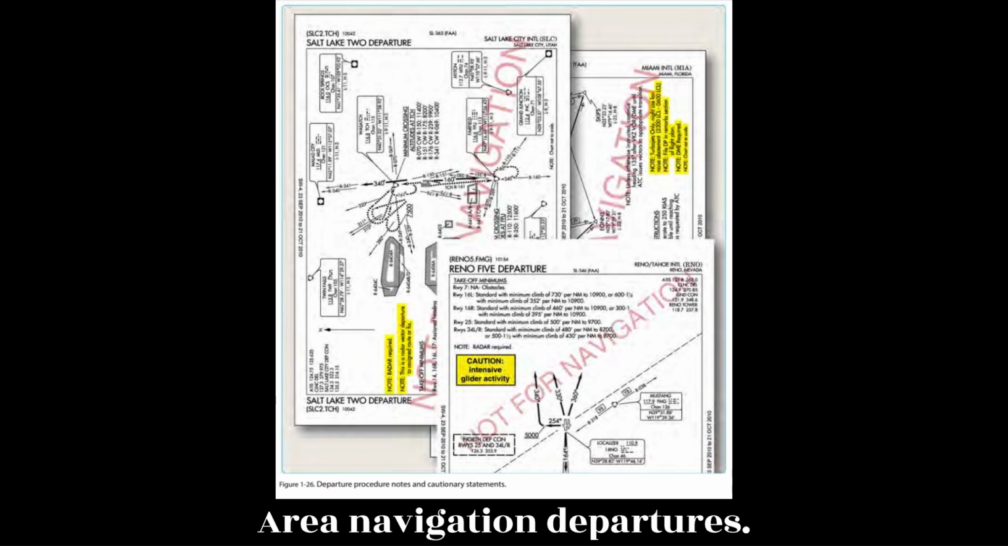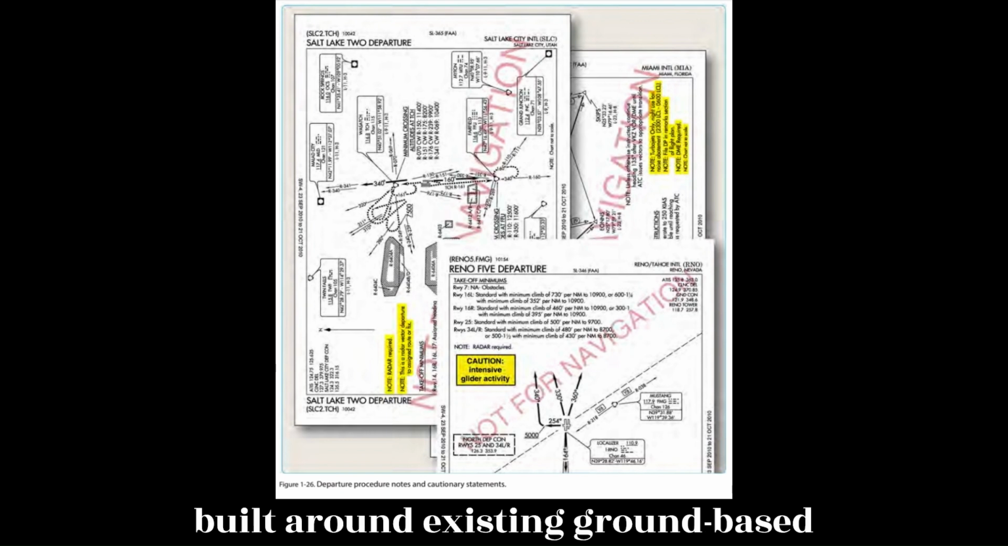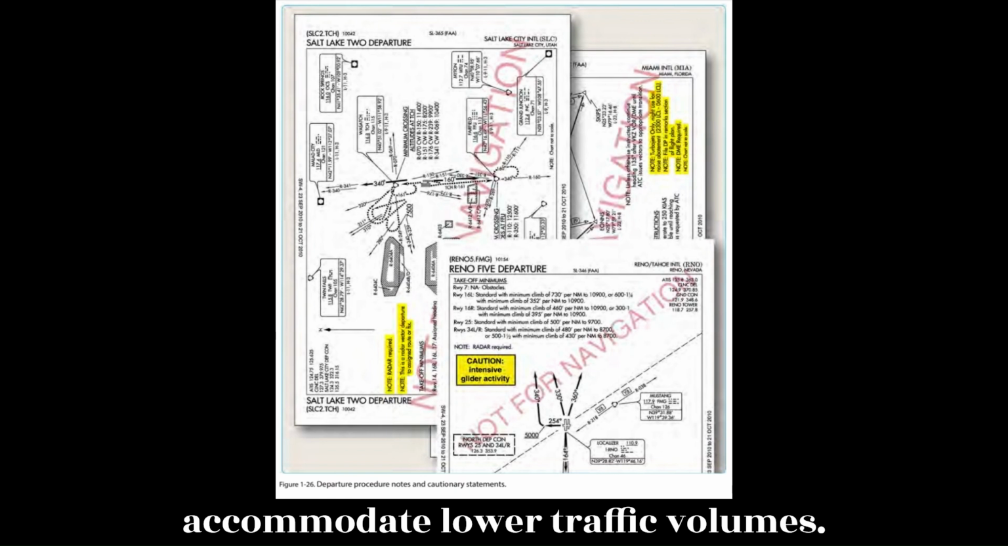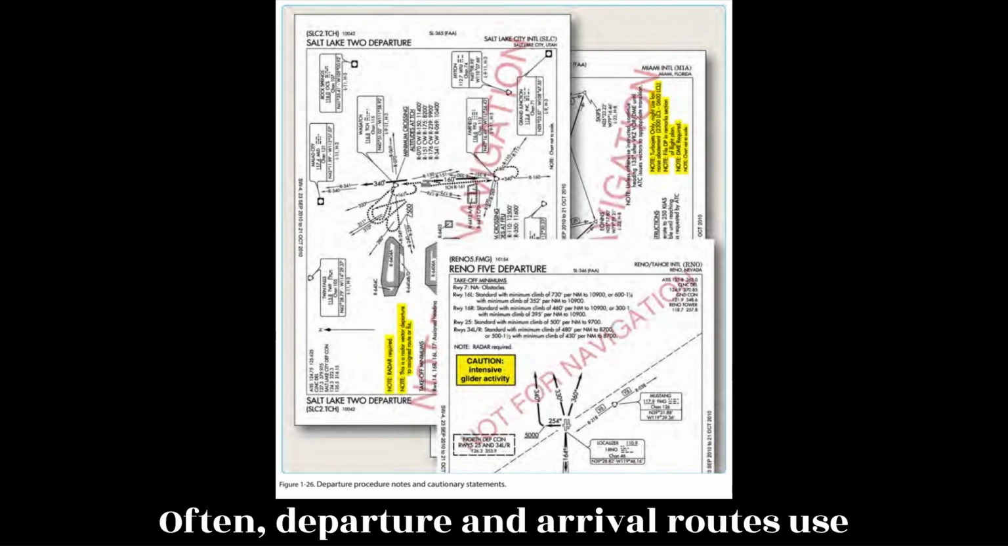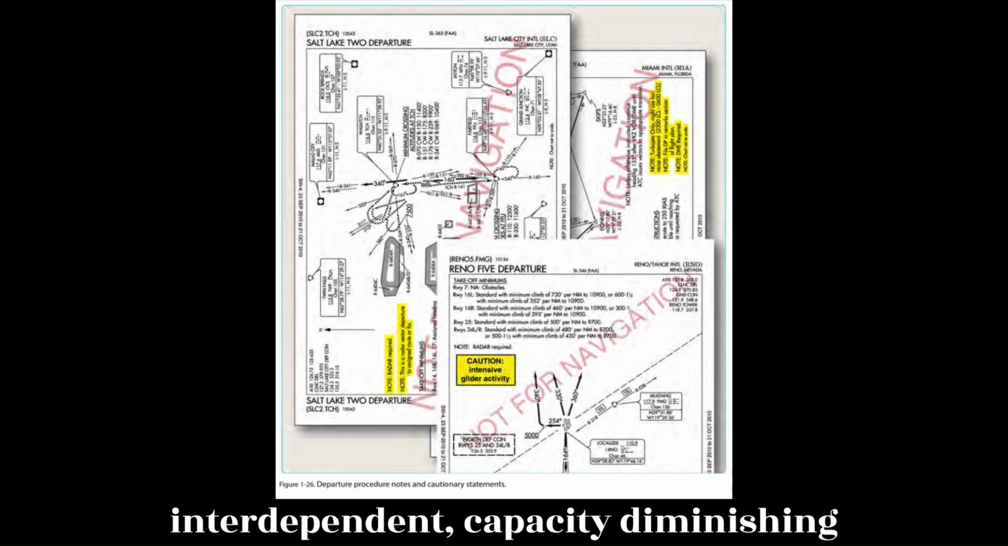Area navigation, RNAV, departures. Historically, departure procedures were built around existing ground-based technology and were typically designed to accommodate lower traffic volumes. Often, departure and arrival routes use the same navaids, creating interdependent, capacity-diminishing routes.